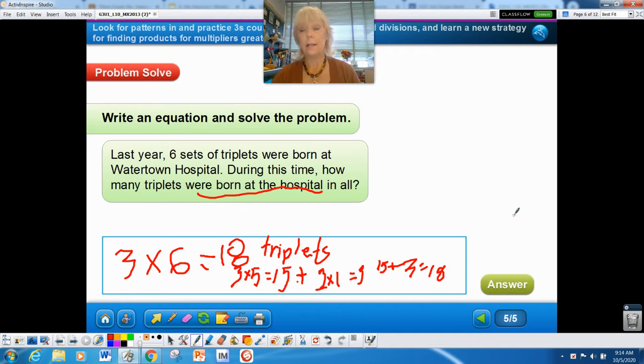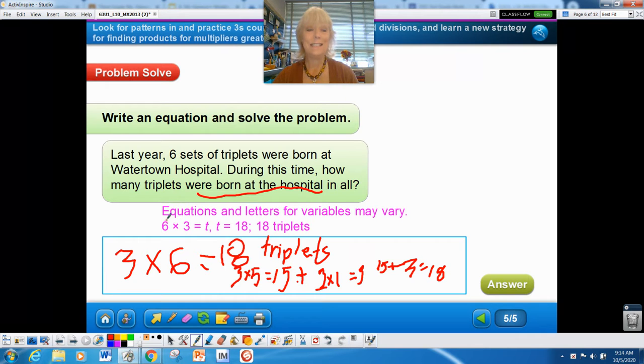All right, let's check our answer. There we go. Equations and letters for variables may vary. Okay, notice what they did is they did 6 times 3 equals something. I didn't put the something in. So T equals 18 triplets. But this is how I broke it down using our grouping of 5. Okay, if you have any questions, drop into the office hours and I can help you a little bit more. All right.